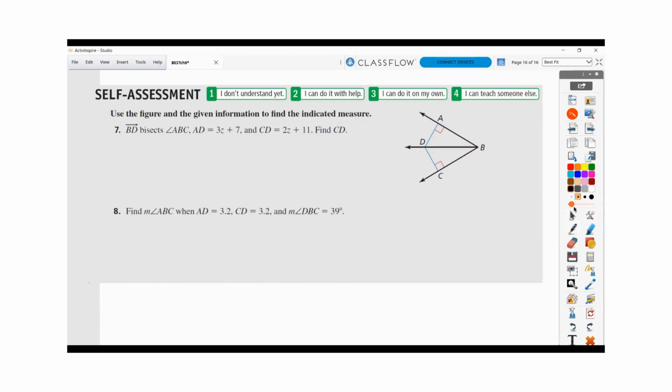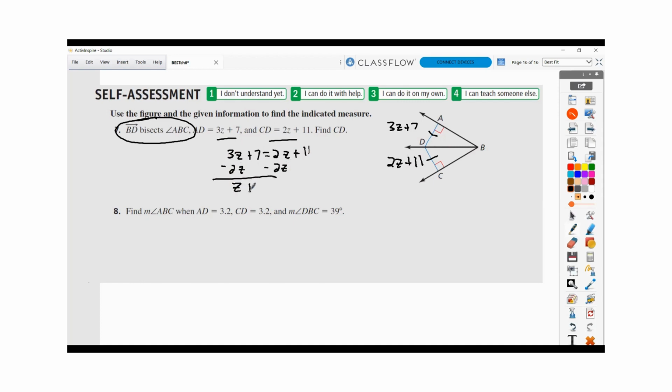Okay, so the first one, here we have B. They're telling us that BD bisects angle ABC. B is the vertex, D is on the angle bisector. They're telling us the distance from A to D is 3Z plus 7, so we're going to mark that. And the distance from C to D is 2Z plus 11. So we're going to mark that also, and they want us to find the distance from C to D. Again, these have to be equal to each other. These distances have to be equal to each other. So we would set 3Z plus 7 equal to 2Z plus 11 and solve for Z.